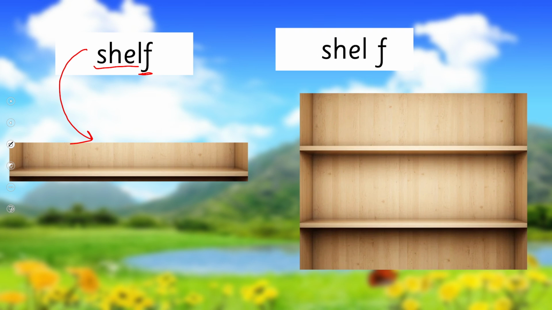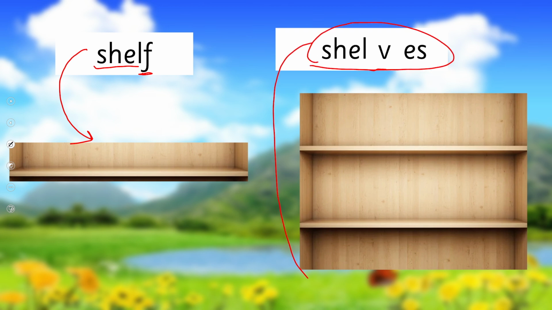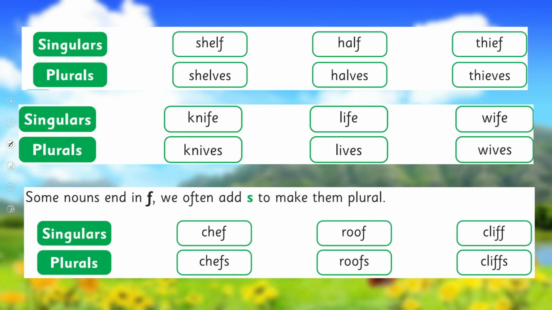And how do we convert it? We remove this F and write V over there, and we add ES to this. It becomes shelves, and it is a plural noun. You understand? Shelf, shelves. This F we have to replace with V, and we add ES, so it becomes shelves, which is a plural noun. You got it? All right, the next is the examples from your book. Shelf, shelves, half, halves, thief, thieves, knife, knives, life, lives, wife, wives, and many more.